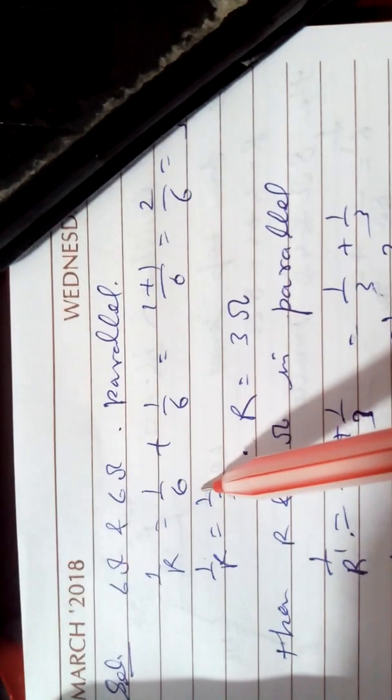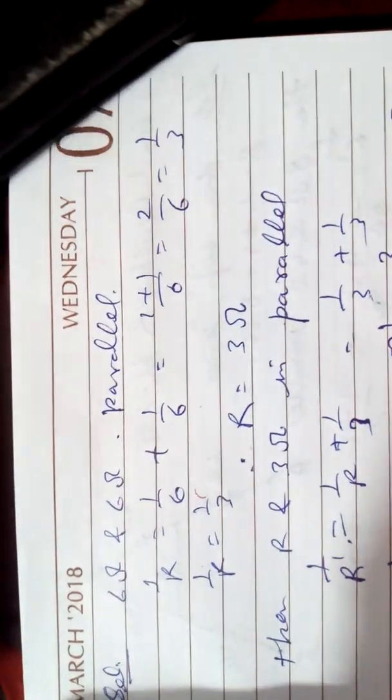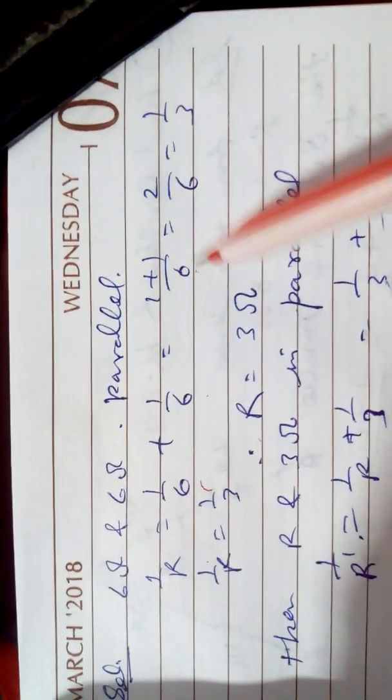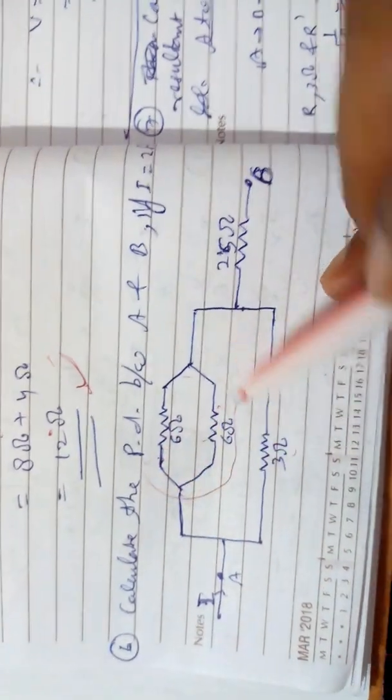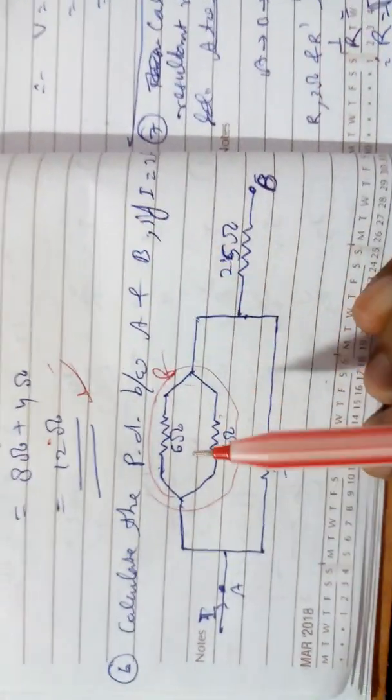So these two are in parallel. You get 1 upon R equals 1 upon 6 plus 1 upon 6, which is 2 by 6, that is 1 by 3. So R is 3 ohm. This 3 ohm is at this place. It is your resultant R.